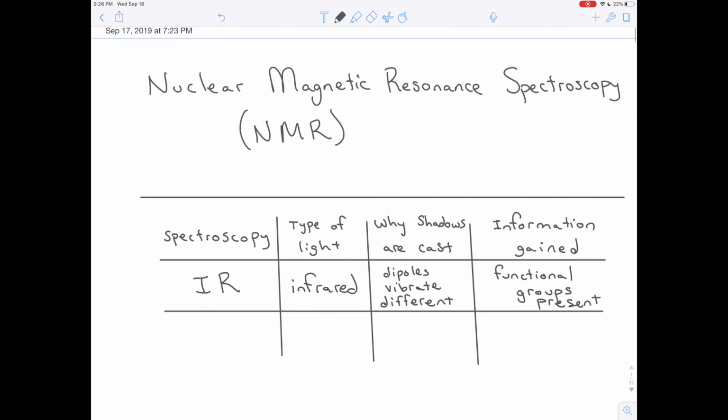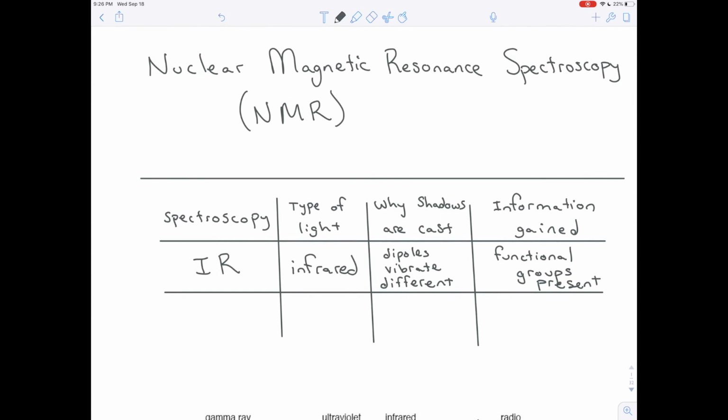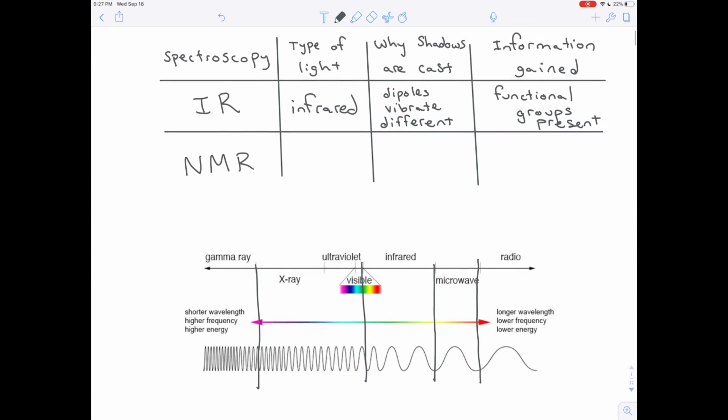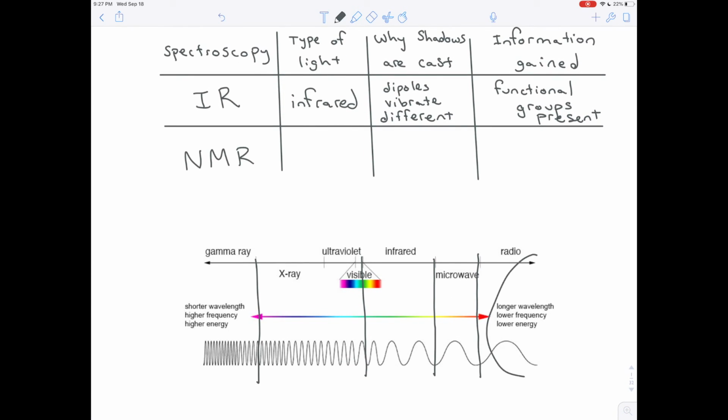So let's compare this new type of spectroscopy, NMR spectroscopy, with that. So here we're dealing with something called nuclear magnetic resonance spectroscopy. We'll break that down in a second. The type of light we're going to be using has much lower frequencies. In other words, it's carrying much lower amounts of energy. Here we'll be using radio waves.